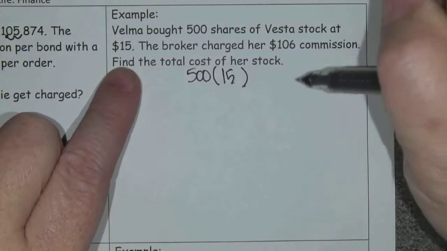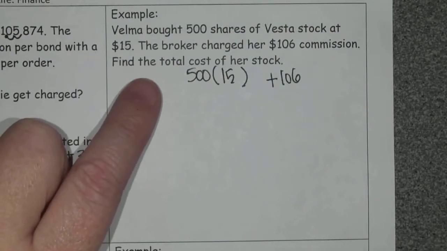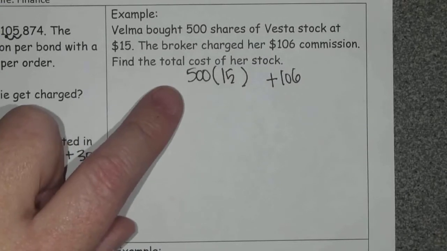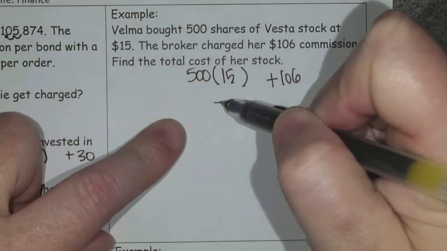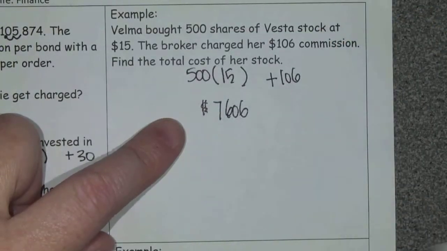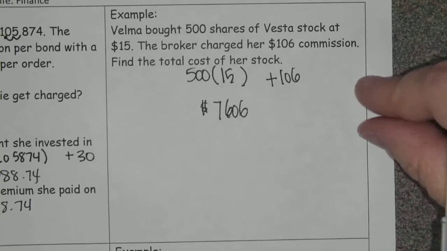$15 each. And then she has to pay $106 in commission. So we're going to add that $106 onto the end. So we're going to do 500 times 15 and then add that 106 on at the end to get the total amount of money that they spent. And I got $7,606 with no change. Questions on that?